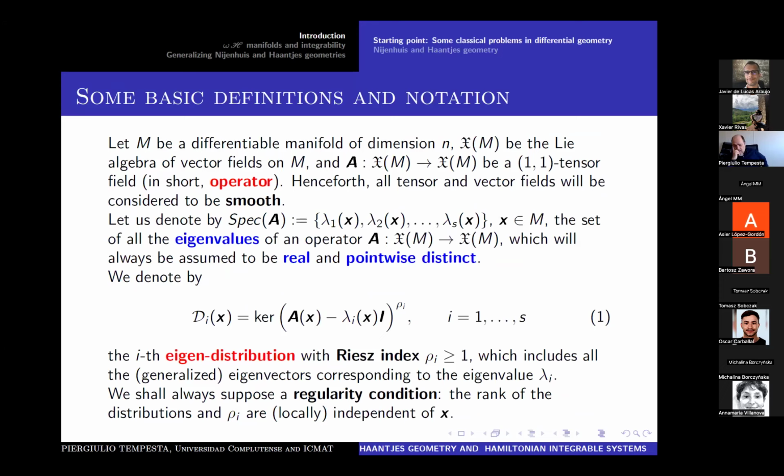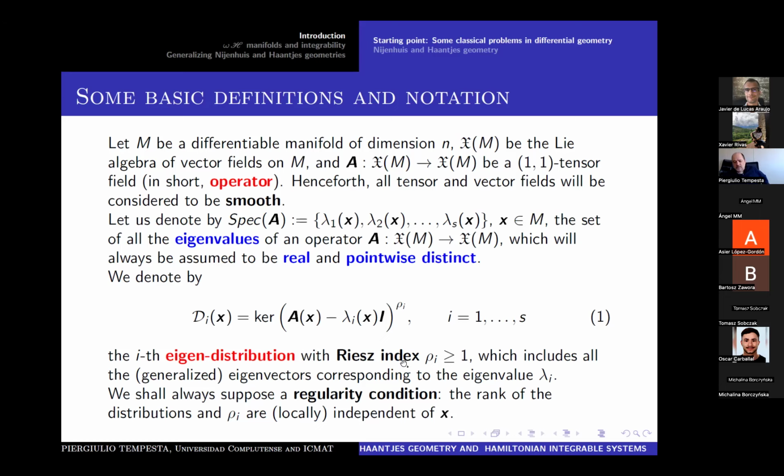Okay, so just to fix the notation and to propose some basic definitions, of course, we denote by M a differentiable manifold of dimension n. With this symbol, of course, we denote the algebra of vector fields on M, and then essentially we'll deal with one-one tensor fields. In short, we say operators to denote a one-one tensor field. Spec A, of course, will be the spectrum of an operator, and in particular, we denote by this symbol the, let's say, generic eigen-distribution of a given operator with Riesz index rho i. Again, I also have to point out that we will need a sort of regularity condition, meaning that the rank of these distributions will be independent of x.